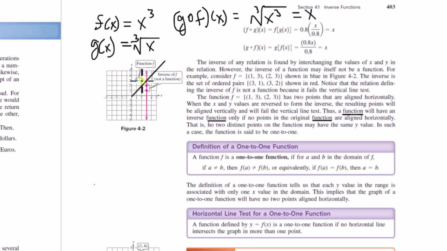This is the original function. It is a function, but since it has points aligned horizontally, that means that if you take its inverse, it's going to have points aligned vertically, which means the inverse isn't a function. That is, no two distinct points on the function may have the same y value. In such a case, the function is said to be one-to-one.